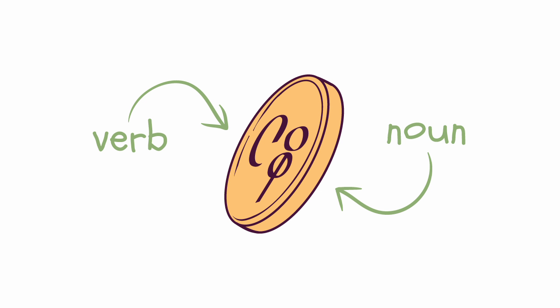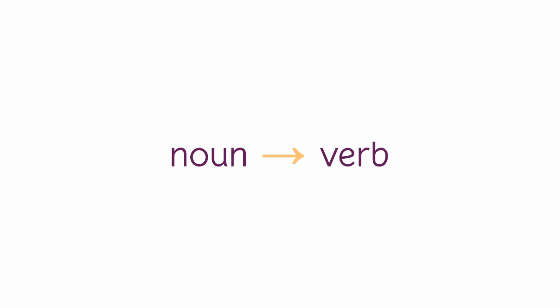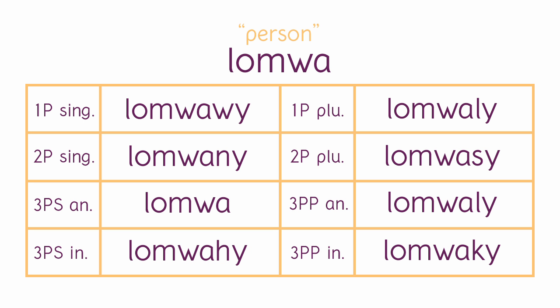In Itlu, nouns and verbs are basically two sides of the same coin. Any noun can also be used as a verb. So we could take a noun like l'homme, person, and conjugate it, just like a verb, to make l'homme, I am a person, or l'homme, you are a person, or simply l'homme, for he or she is a person, since if there's no person marking, it's assumed that the verb has a third-person singular animate subject.